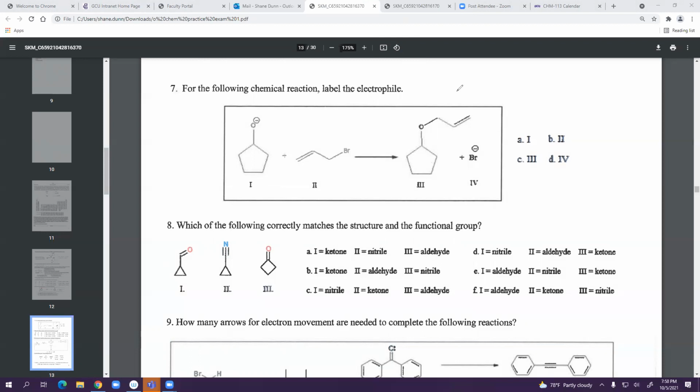So which one's the electrophile? The second one. Don't care about 3 and 4. Why? Because it's not the neutral. This is negative, right? That's the nucleophile, which means 2 has to be the electrophile. So 7 is B. That's pretty simple, right? You have to know electrophile and nucleophile by definition. If you don't, come talk to me for your quiz. Just know 95% of the time, the negative one is a nucleophile and it is the base. 95% of the time, the positive one is the electrophile and it is the acid.